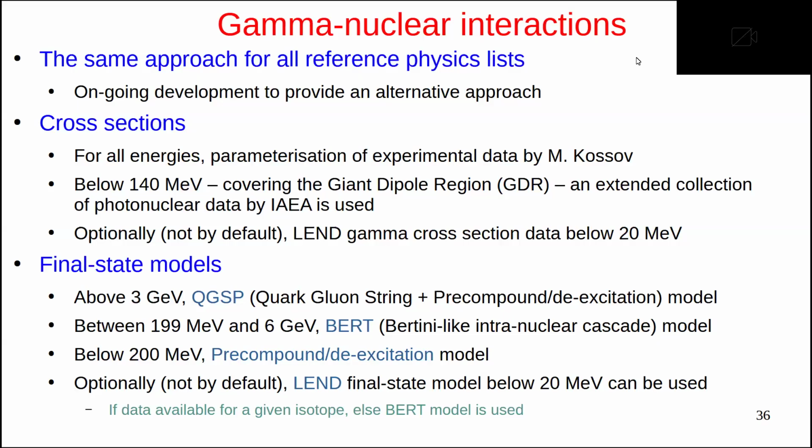And for the final state, above 3 GeV, we are using the QGSP, the quark-gluon string model, plus the pre-compound excitation. Between roughly 200 MeV and 6 GeV, we use the Bertini intranuclear cascade model. And below 200 MeV, we have this pre-compound excitation model way to treat, which also takes into account this giant dipole region with this photonuclear data. And optionally, there is also this Livermore approach only below 20 MeV and only when the data is available. It's not covering all the possible. Whenever there is no data for a particular isotope, for instance, then the Bertini model is used.